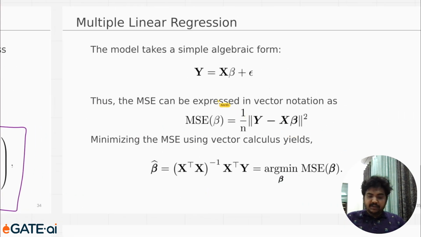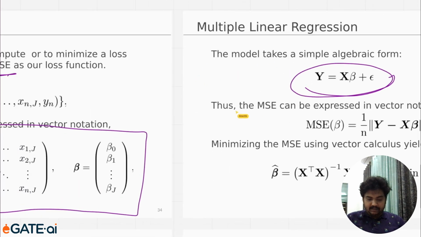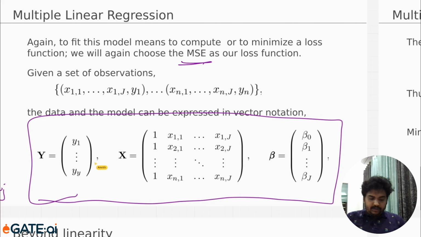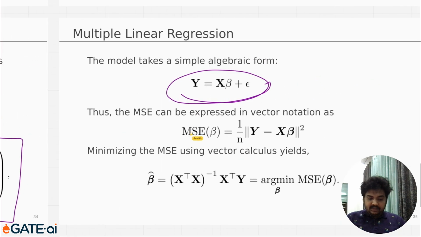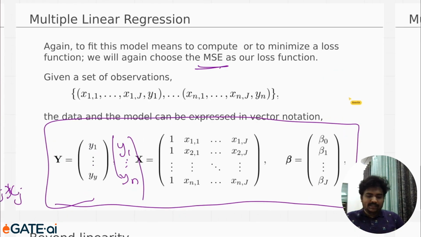It's a simple algebraic form here. The matrix Y is nothing but all the n labels, y1 to yn. Even though technically it's a matrix, we should say it's a vector because it's a one-dimensional matrix. There are n observations and each y is a scalar. So for every observation there is exactly a real number, and there are n such values, which is the outcome.